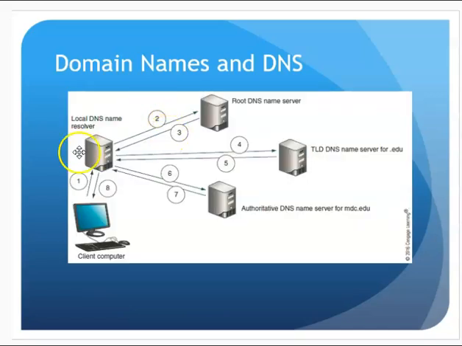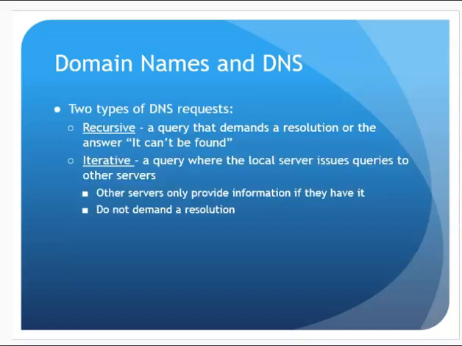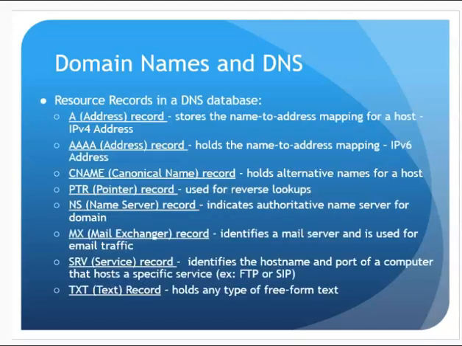Your DNS process actually shows me asking the local DNS server, and then the process it goes through to get the domain name if it doesn't already have that in place. So it's going to hit a number of different servers to resolve that, and then hopefully maintain that so it does not need to go through that process again. Two types of DNS requests: recursive and iterative. A recursive query demands a resolution or it can't be found. And the iterative is a query where the local server issues queries to other servers, hoping they can find the information for you and get back to you.